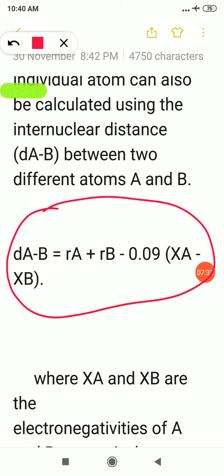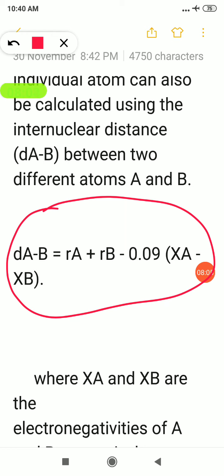Here what does DAB mean? The internuclear distance between the bonded atoms A and B. In the molecule, the internuclear distance between atom A and atom B is DAB, that is equal to RA, the radius of atom A, plus RB, the radius of atom B, minus 0.09 into XA minus XB. Here the term X represents the electronegativity. Okay, XA is the electronegativity of atom A, and XB is the electronegativity of atom B.